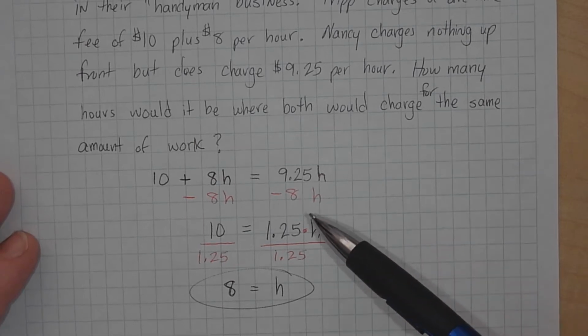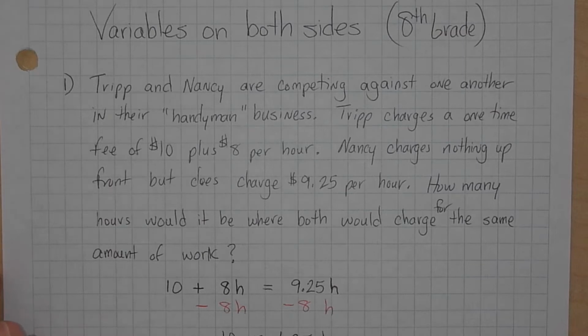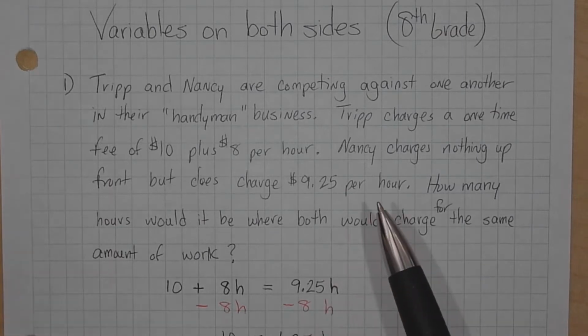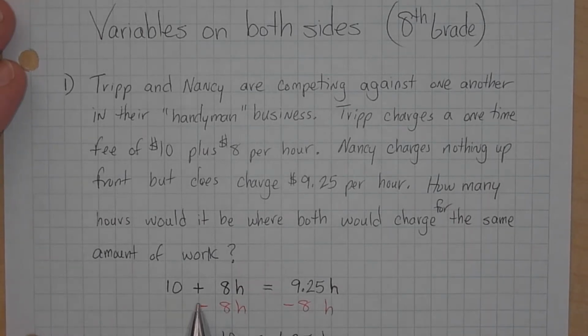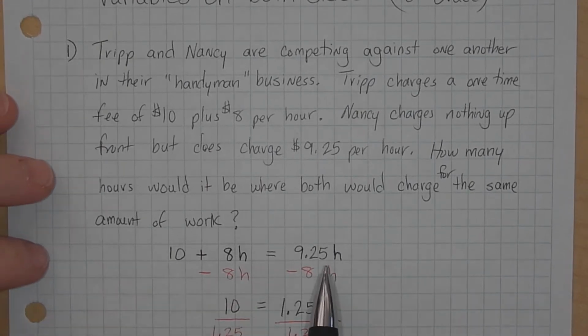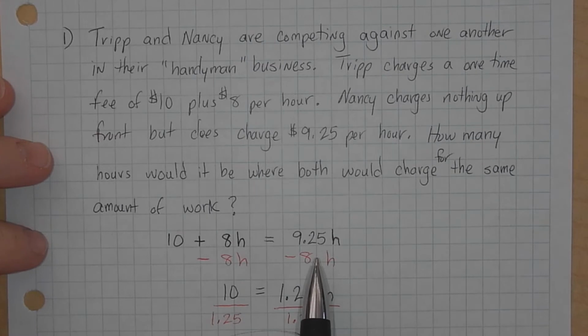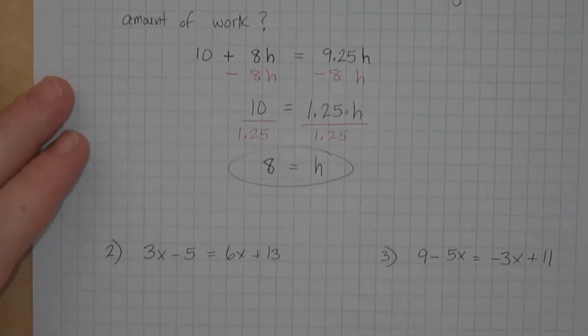So for any job that requires it, they're both the same. If they both have the same work ethic, if they both do a great job, there's no difference between the quality of their work. Trip would probably be more expensive in the short run, but in the long run, he would end up being cheaper. Nancy would be cheaper in the short run, all the way up to 8 hours, but anything after 8 hours, she would end up being more expensive. So, anyways, that's just a word problem example.